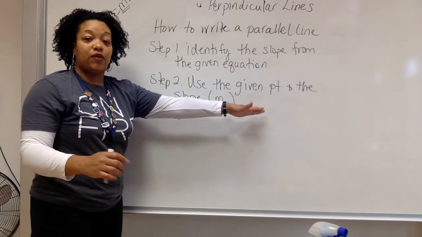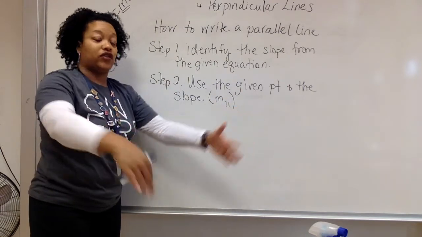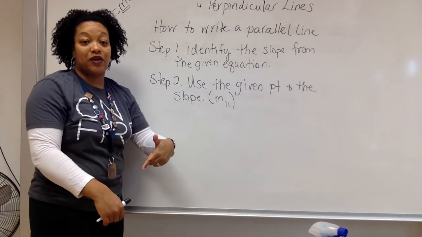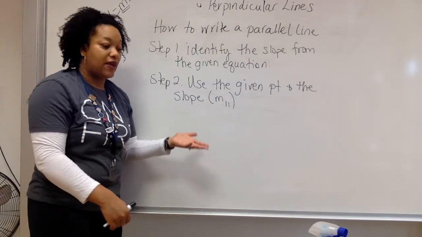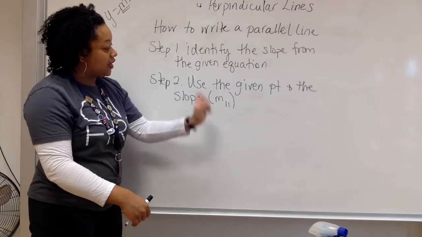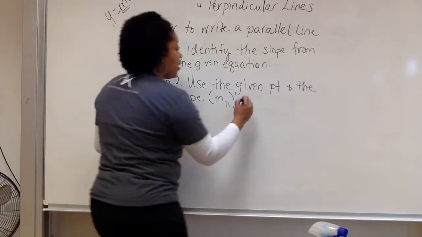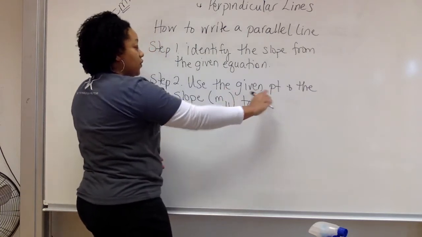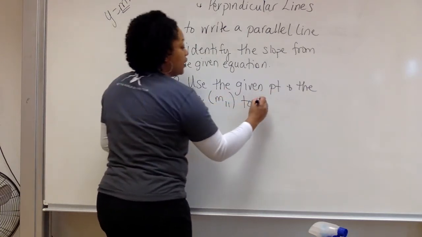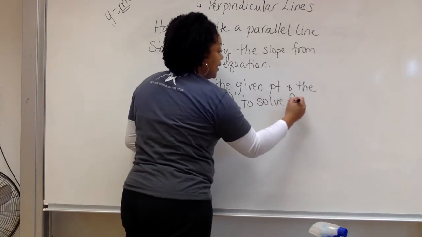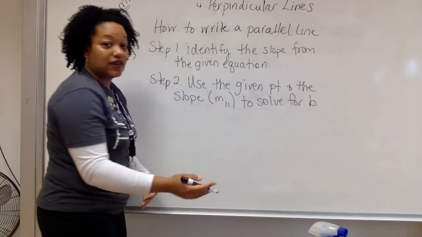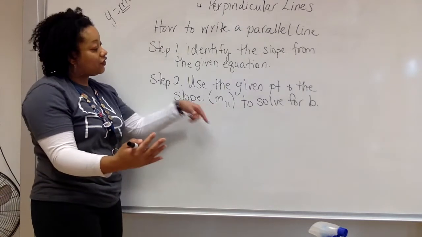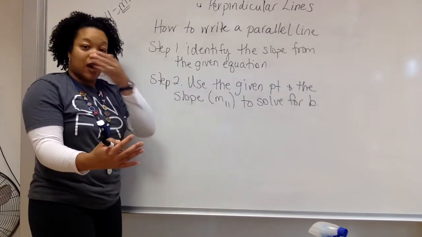So you're going to get your given point. It's going to be given to you in your instructions. And then that slope that you identify from step one, that's going to be your parallel slope, because remember, the slopes have to be the same. So you're going to do that, get your point, get your slope, and you're going to solve for b. Use the given point and the parallel slope to solve for b. And if you remember, your b is your y-intercept, and you have to have the slope and the y-intercept to write your equation of the line. So that's just going to be a little algebra there, solving for b.